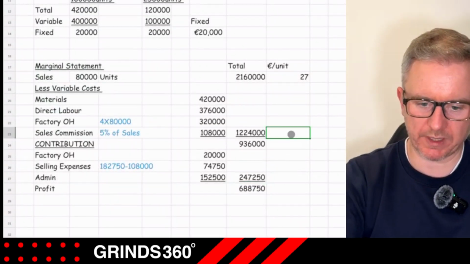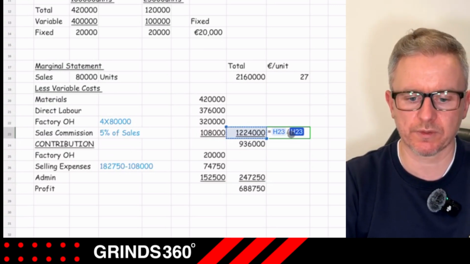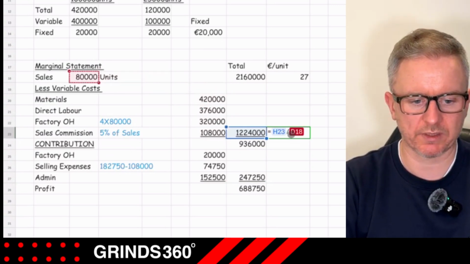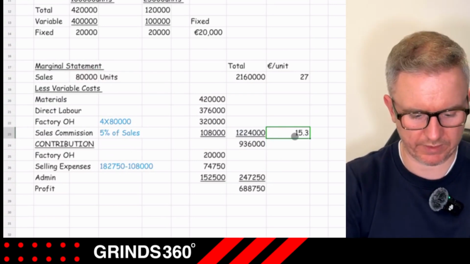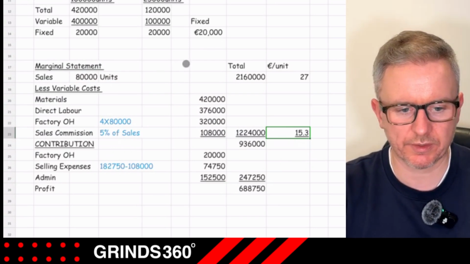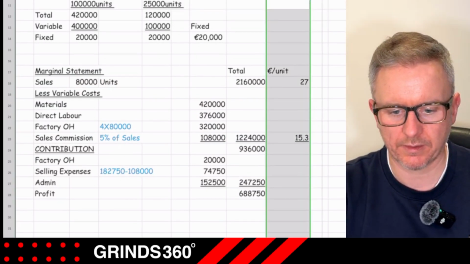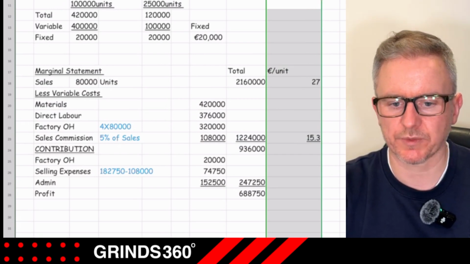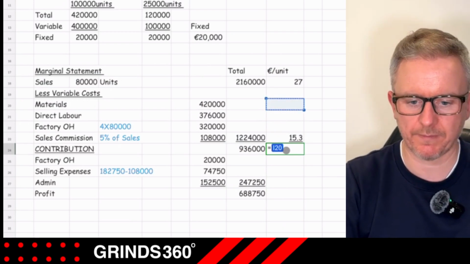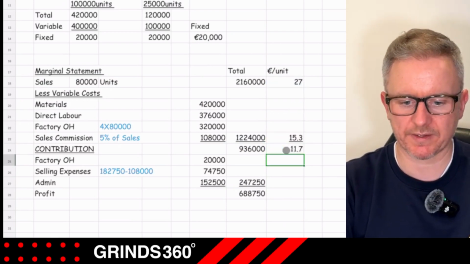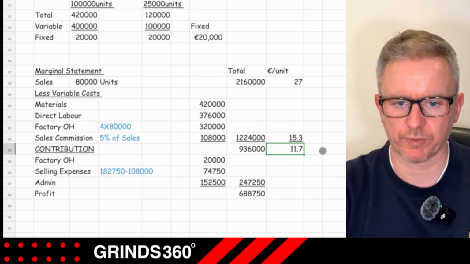Now we need to get a couple of these on a per unit basis. So take your total variable cost, the 1,224,000, and we're going to divide by 80,000. So that comes in there at €15.30. Now I'm going to just double check. Yep, because it's just sometimes with Excel it rounds automatically, so I want to make sure that I'm not missing anything for you there. And then your 27 minus, so we're at 11.70 there for our contribution per unit.